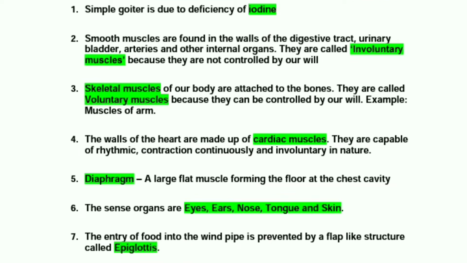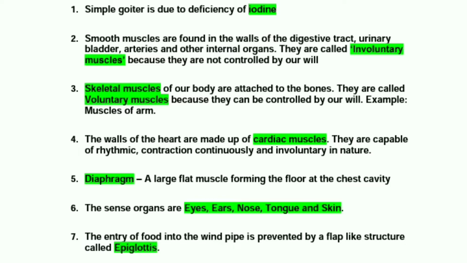Simple goiter is due to deficiency of iodine. Smooth muscles are found in the wall of digestive tract, urinary bladder, arteries and other internal organs. They are called as involuntary muscles. Smooth muscles are also called as dash muscles ன்னு கூட கேட்பாங்க.